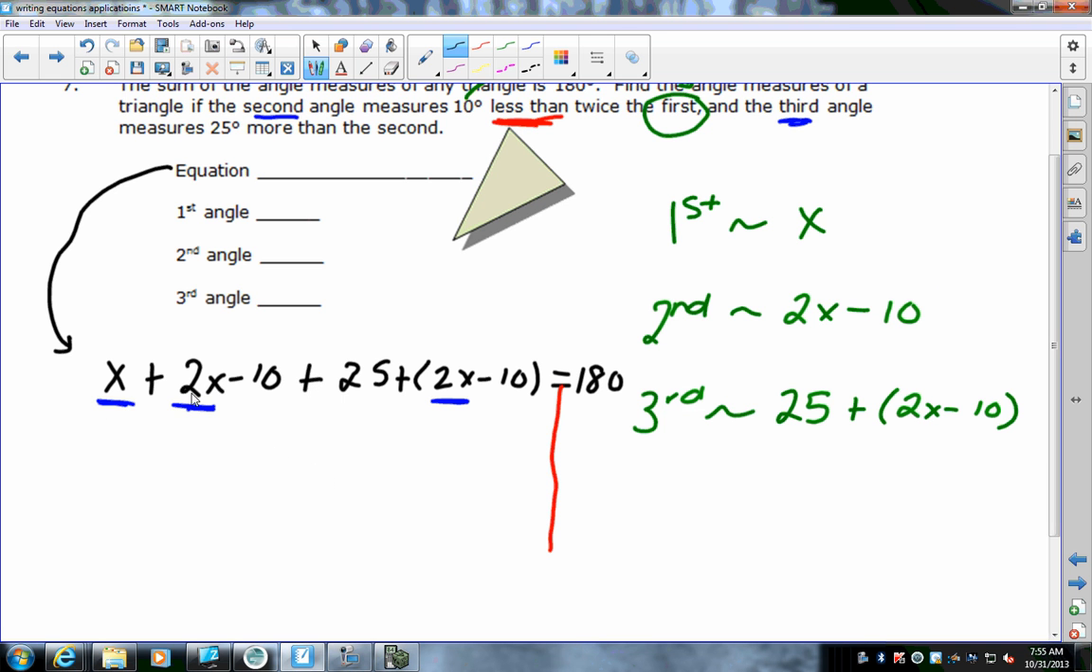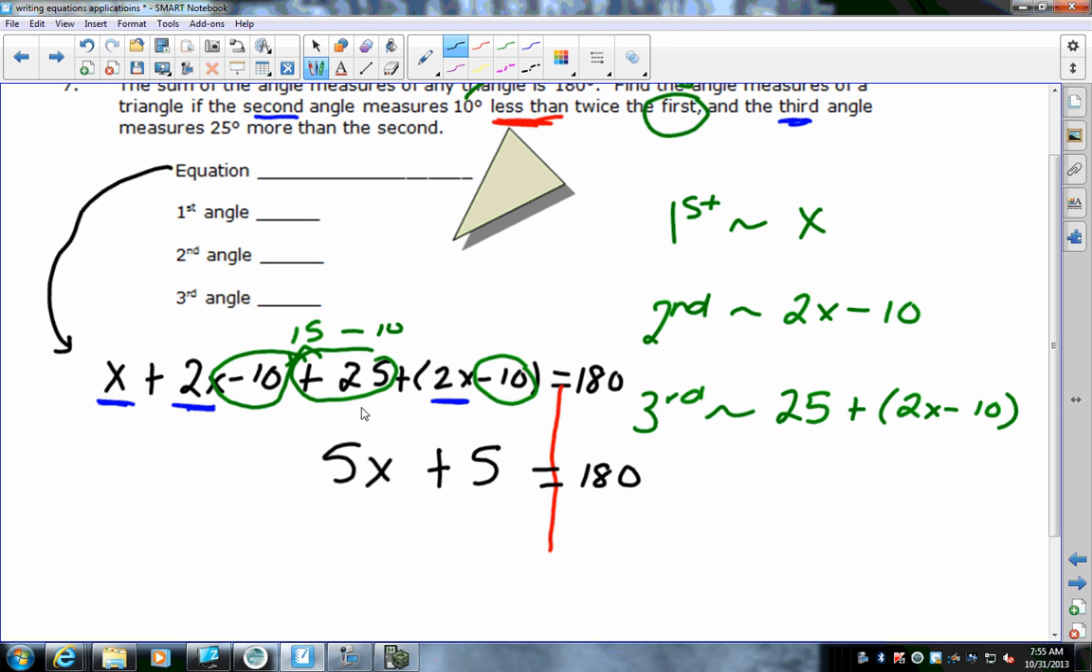All right. 2x plus 1x is 3x. Plus 2 more, that's 5x. Now, I'm going to circle my regular numbers. Negative 10 and 25. If I put those together, I get 15. And then subtract off 10 more. 15 minus 10 is 5. So I've got a positive 5 right here, equals 180. So all we did in the first step was combine like terms. We put our x's together, put our numbers together, and now we can solve.